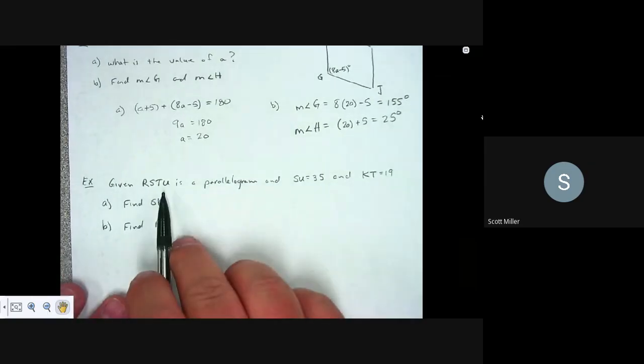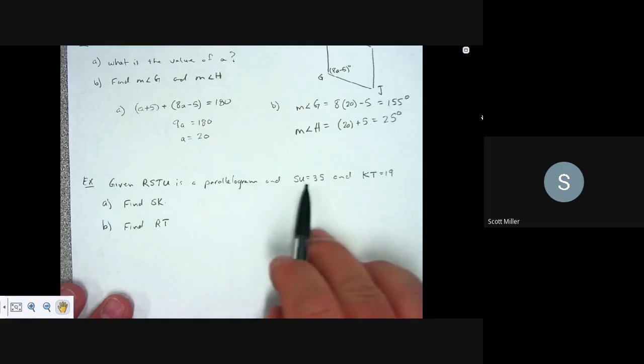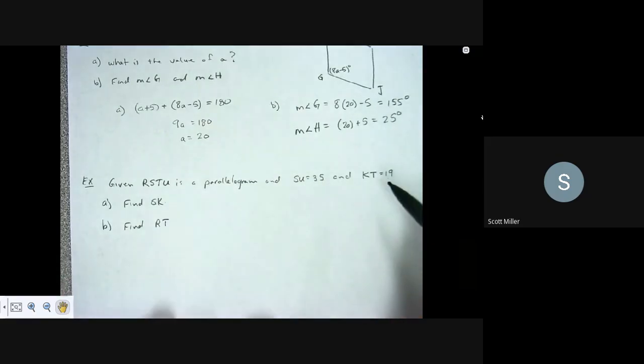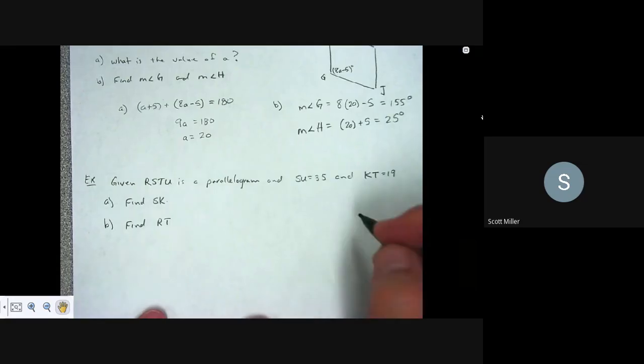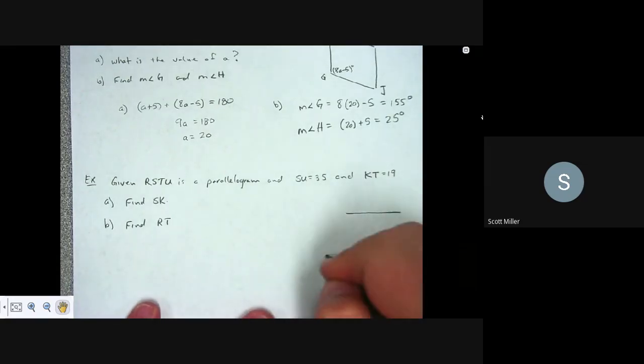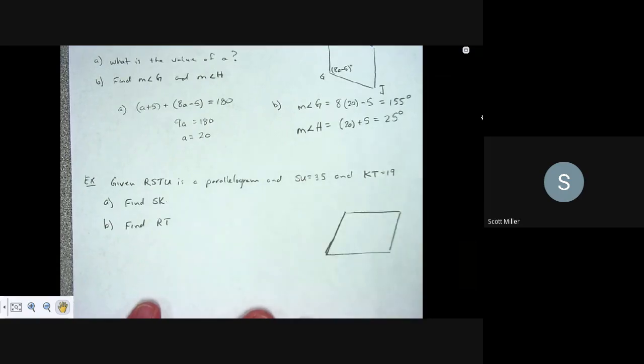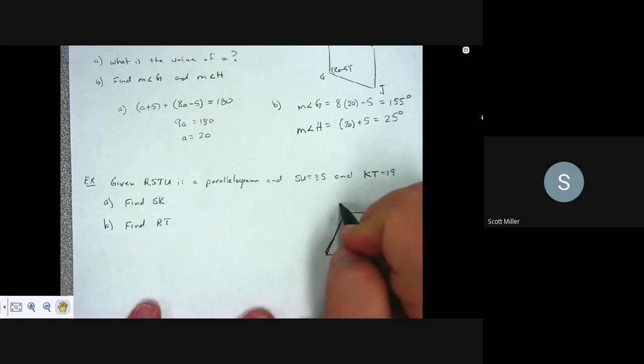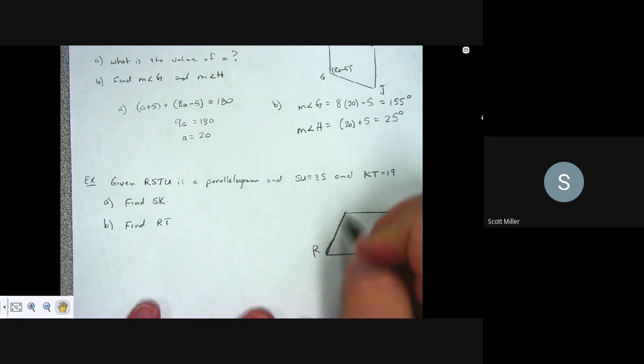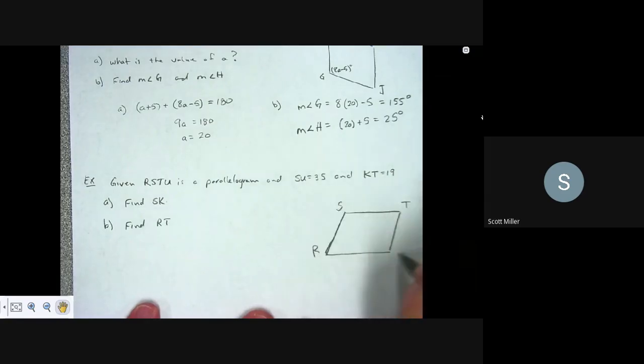Given a parallelogram with this information, what are these values? Well, to do that, we should try and draw a picture of a parallelogram. It doesn't matter what it looks like. So just draw any generic parallelogram and assume that it is correct. So we have RSTU.